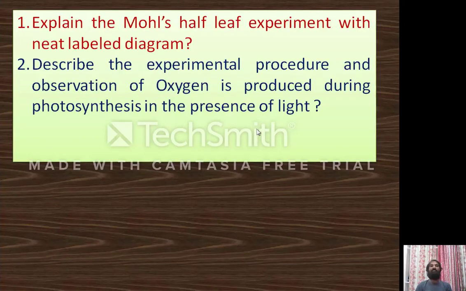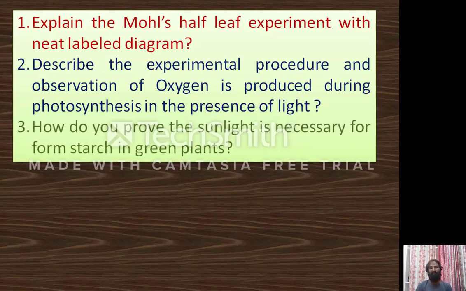So now you write the questions. First, explain the Ganong's light screen experiment with a neat labeled diagram. Second, describe the experimental procedure and observation of oxygen produced during photosynthesis in the presence of light. Third, how do you prove that sunlight is necessary to form starch in green plants? Dear students, write these 3 questions in your notebook. Thank you. We will meet in the next session.